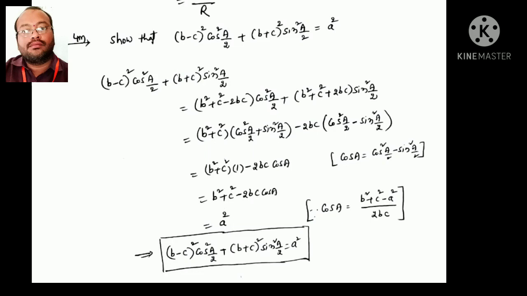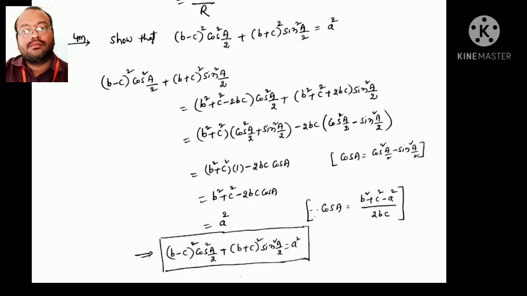In the next step, next question, b minus c whole square into cos square A by 2 plus b plus c whole square into sin square A by 2 is equal to a square. So we may expect this for 4 marks question. Right. First expand this b minus c whole square and b plus c whole square. Now b square plus c square is common for both of the terms. We can get cos square A by 2 plus sin square A by 2, and minus 2bc term as common term, then cos square A by 2 minus sin square A by 2.